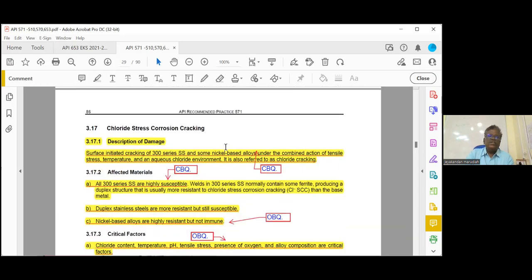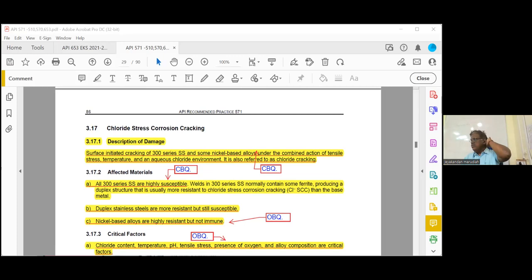Next, we will go to the chloride stress corrosion cracking. So what is meant by chloride stress corrosion cracking? This is a special damage mechanism. What is the specialty in this damage mechanism? It will affect only austenitic stainless steel. Chloride stress corrosion cracking will affect only austenitic stainless steel. It will not affect carbon steel or low alloy steel.